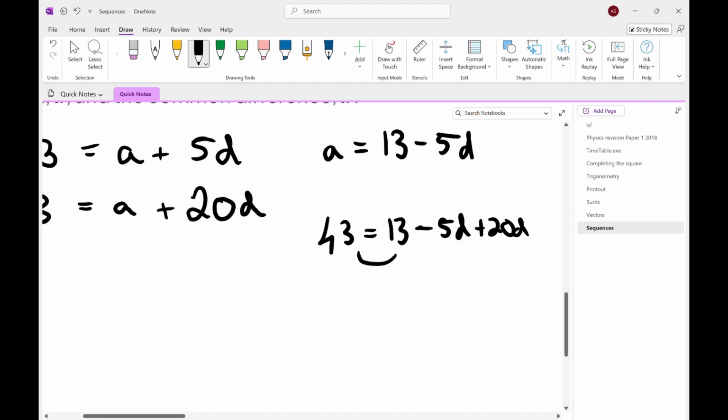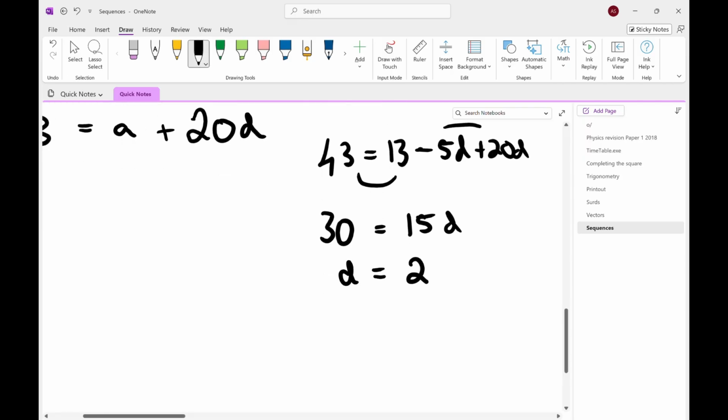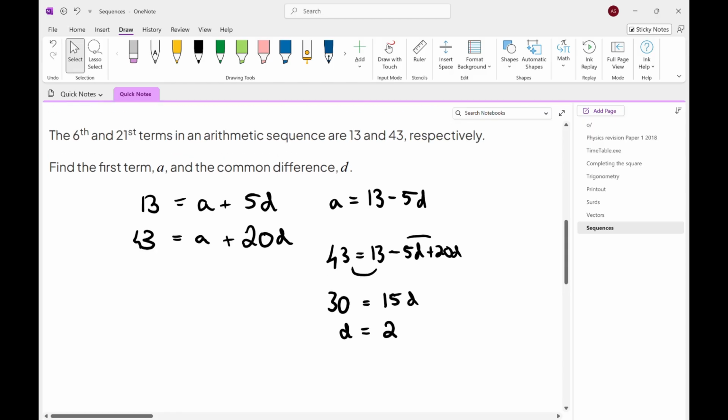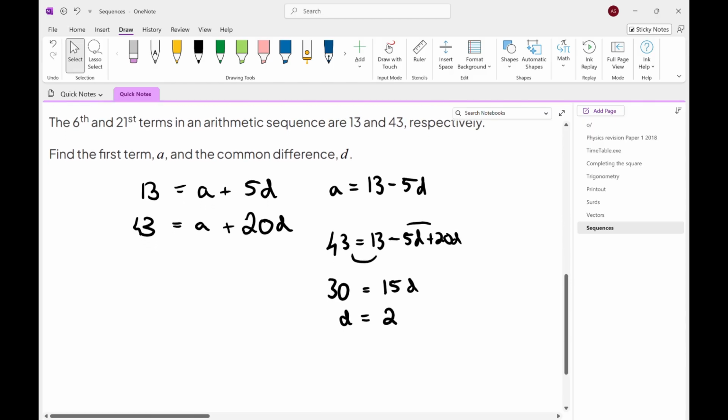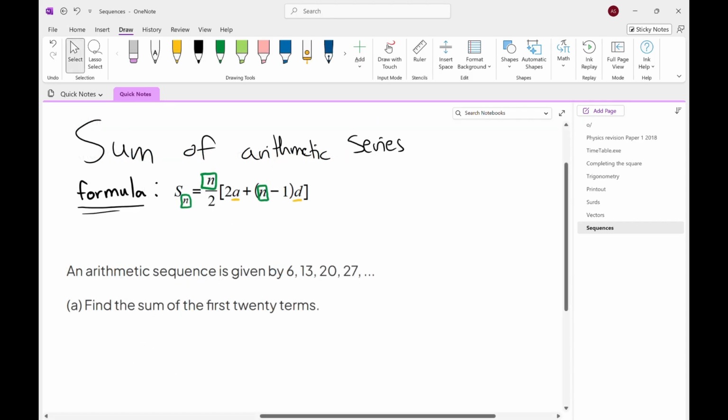We're going to move this to this side and add both of these two up. So we're going to get 43 minus 13, 30, is equal to 15d. What does that give us? That gives us d equals 2, as we divide 30 by 15. Now we can put this back into our equation: 13 equals a plus 5 times 2. 13 equals a plus 10. And a will ultimately equal 3. So these will be our two answers.